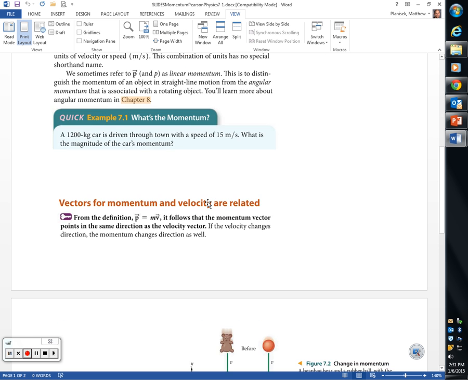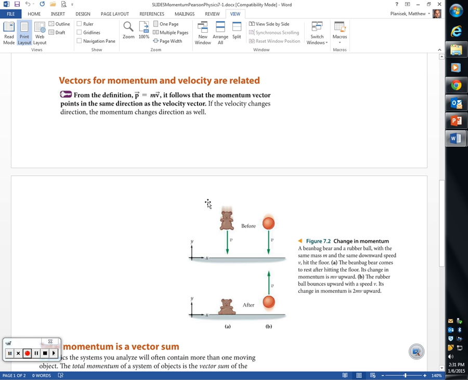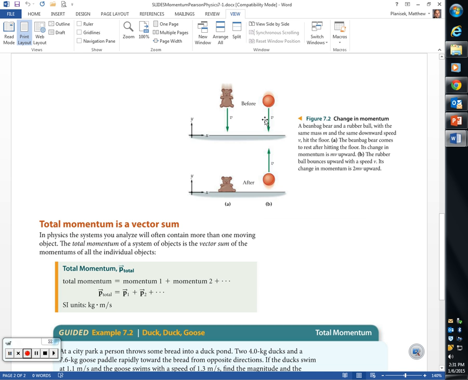And we spent a good amount of time talking about how the fact that momentum depends on velocity means that momentum is also a vector quantity, that it has direction associated with it. We used beanbag bear and red bouncy ball to illustrate that, and looked at the change in the momentum, especially for a bouncing object, an object that goes back in the direction that it was originally traveling from, and that change in momentum is a very large change in momentum because of the change in direction that's involved.